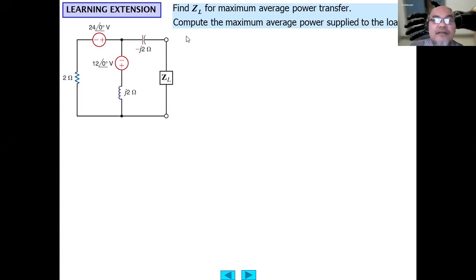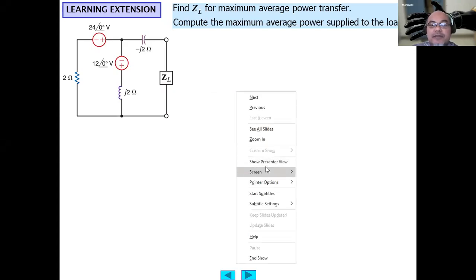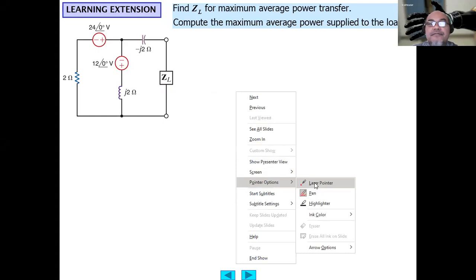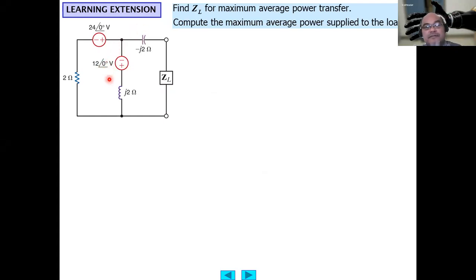Okay, first, one more example about finding maximum power transfer. Now we have this circuit, the ZL here connected to independent voltage sources, 24 volt and 12 volt, and there are three passive components: a 2 ohm resistor, a j2 ohm inductor, and a minus j2 ohm capacitor. Find the ZL for the maximum average power transfer.